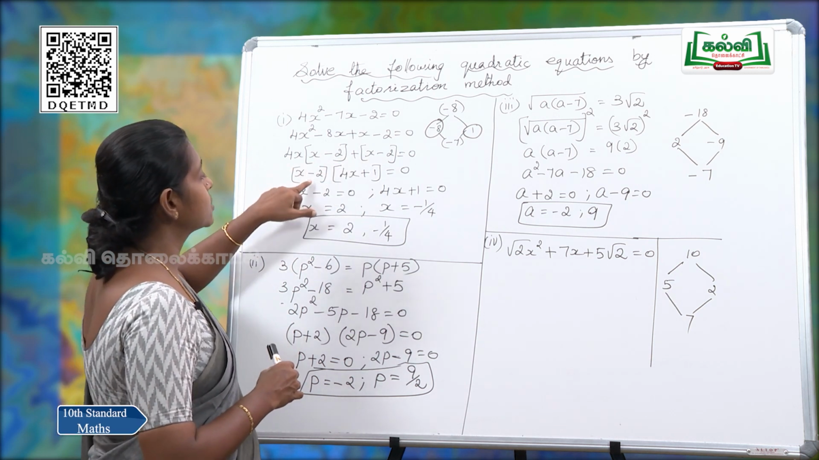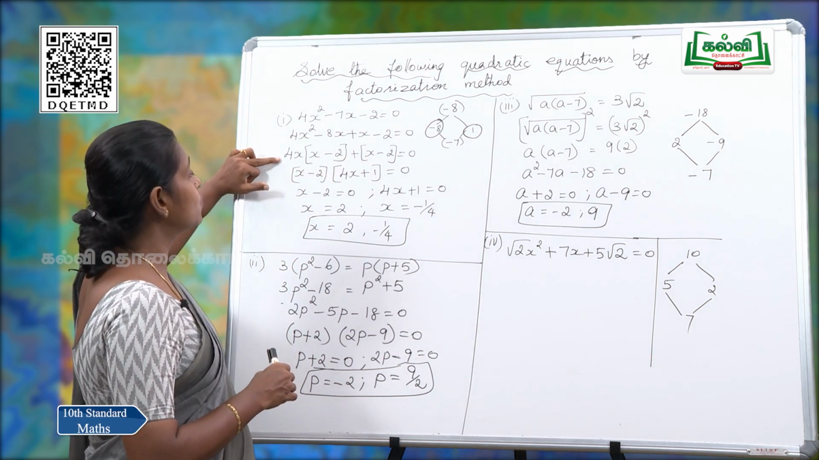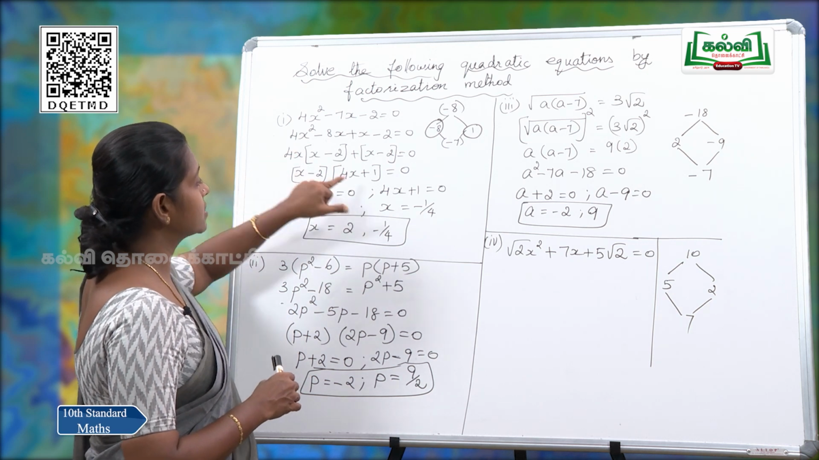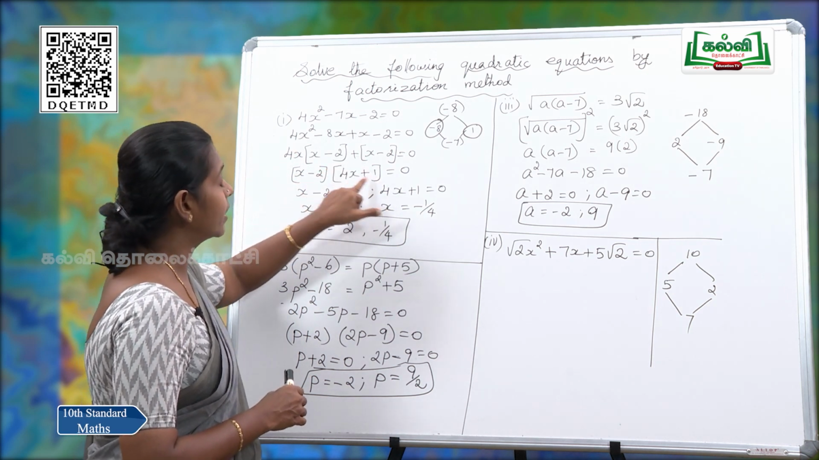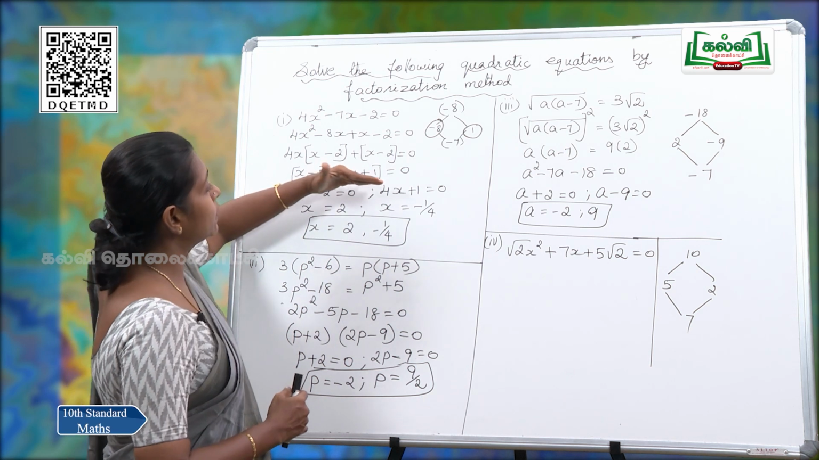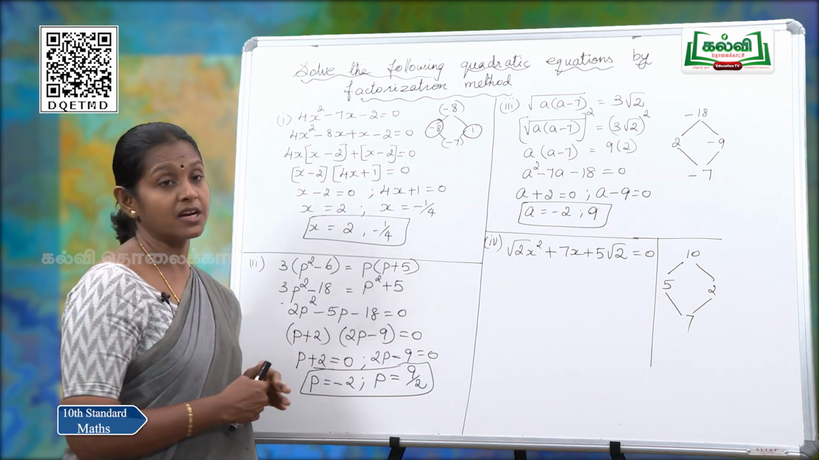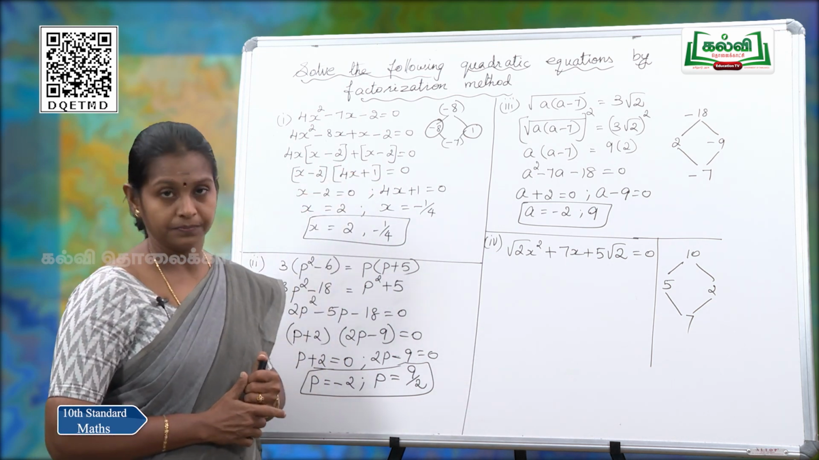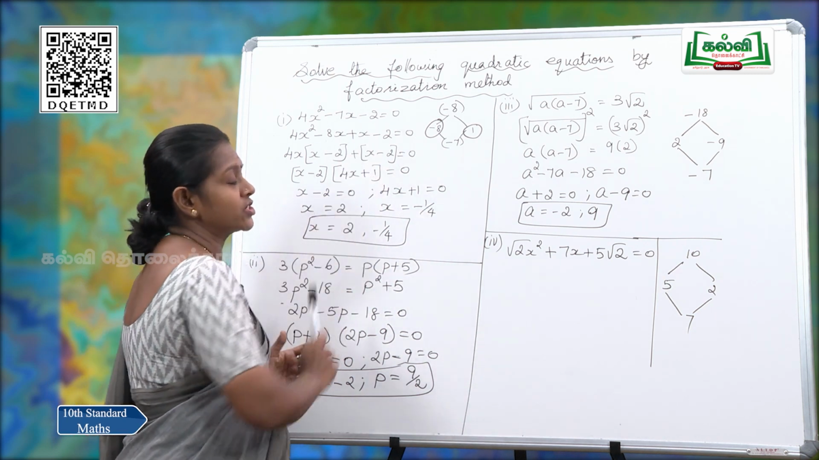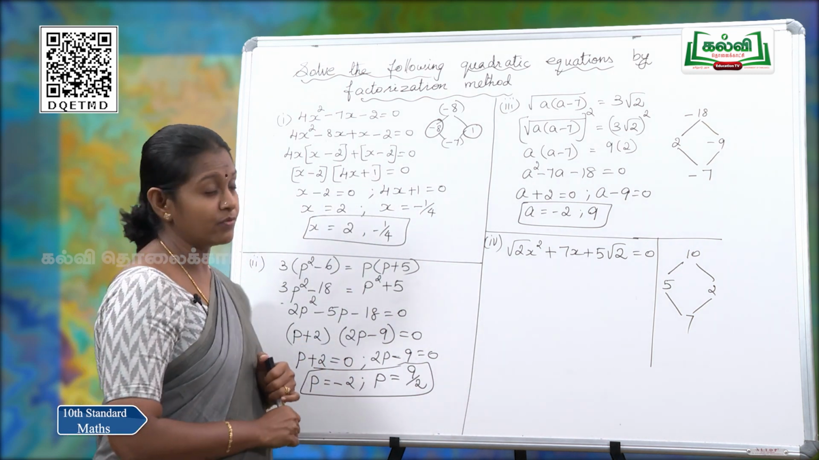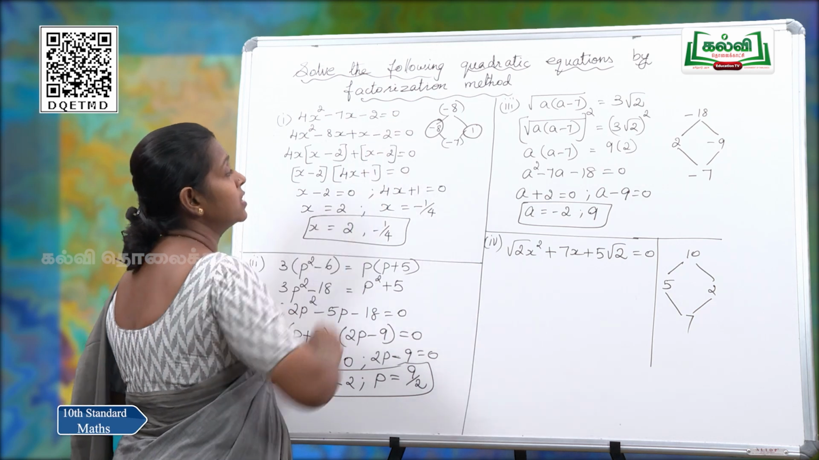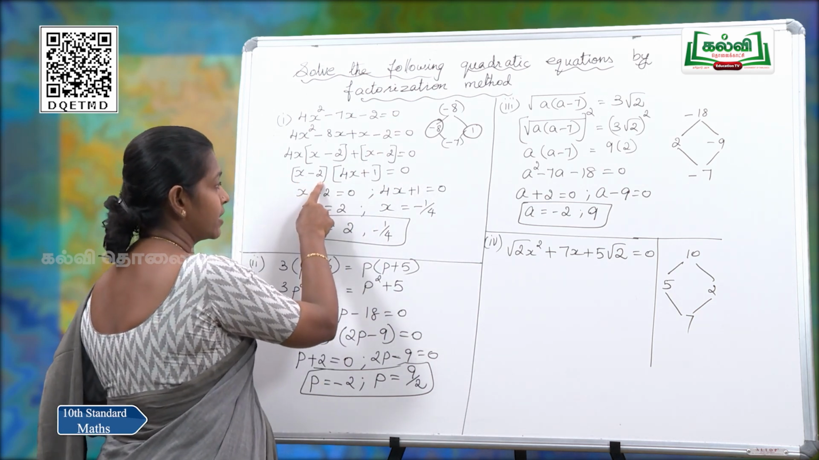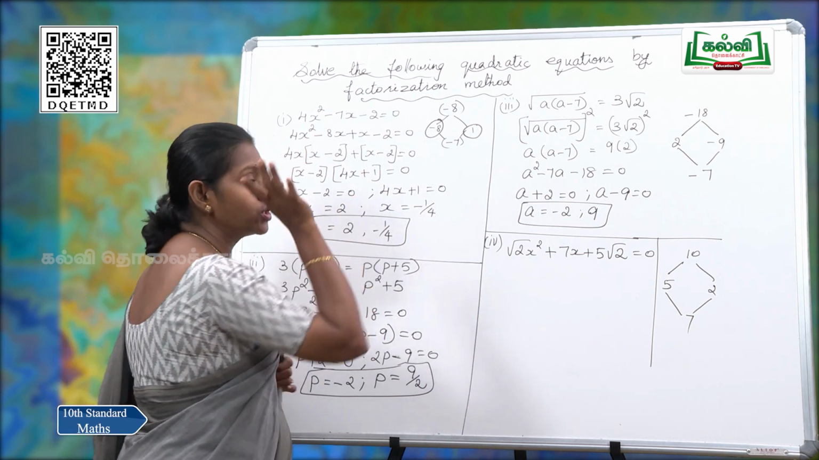So, take x minus 2 as a common term. The balance is what? 4x. That means the coefficient of this term 4x, and here 1. So, 4x plus 1. Up to this step you learnt in 9th standard. So, this is the factorization. But it is an equation. It is not only an expression, it is an equation. We have to equate with 0. That means x minus 2, 4x plus 1 equal to 0.